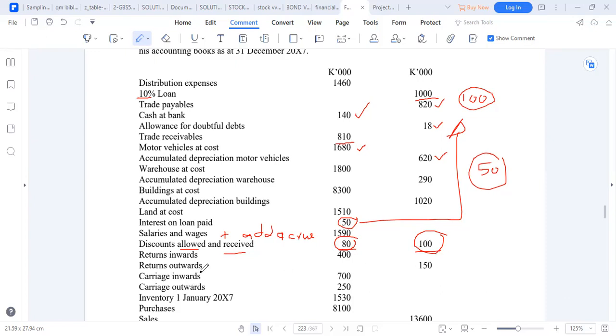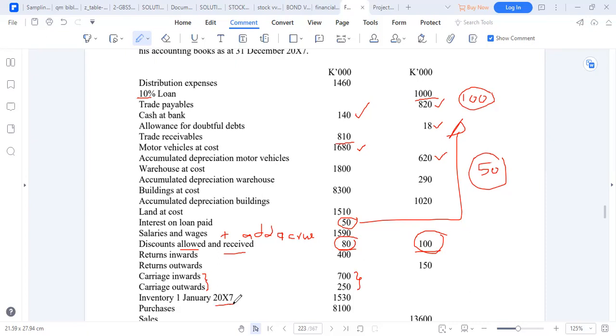Then we also have returns inwards and returns outwards. These are purchases and sales returns. So both of them are expenses, except that one is a direct expense, which is called carriage inwards. The carriage inwards is actually added to the purchases figure. The carriage outwards is a selling and distribution expense, which is charged in the income statement.